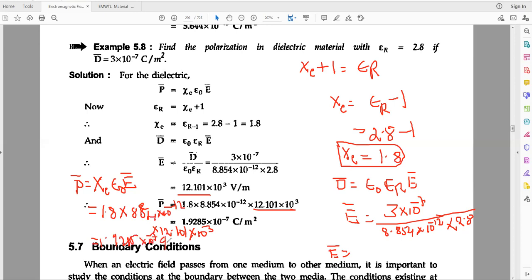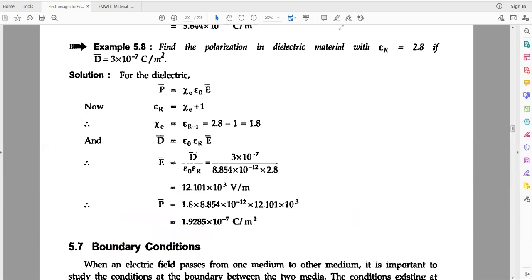The polarization is also coulomb per meter square. As of D, as coulomb per meter square. Same as the equation epsilon naught and epsilon r. Actually, it is not the epsilon r, it is Xe1. Got it, my students? Coming to the next example.